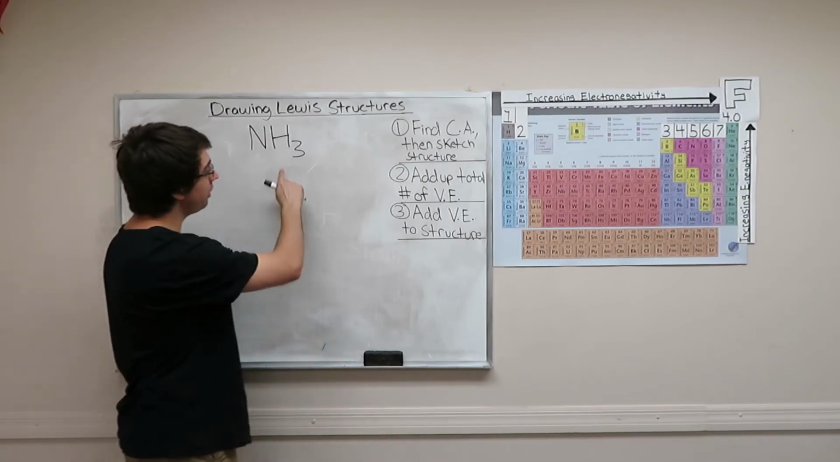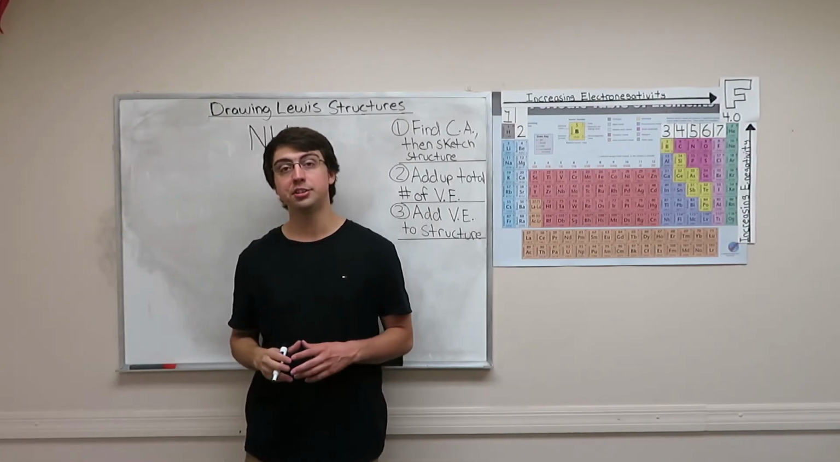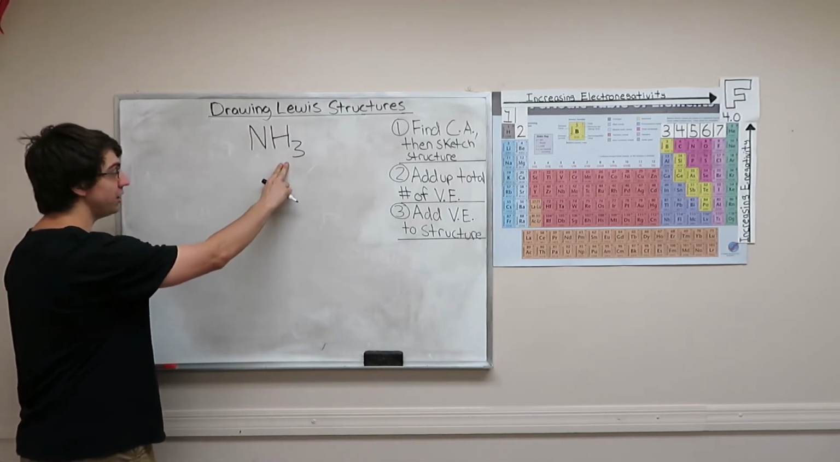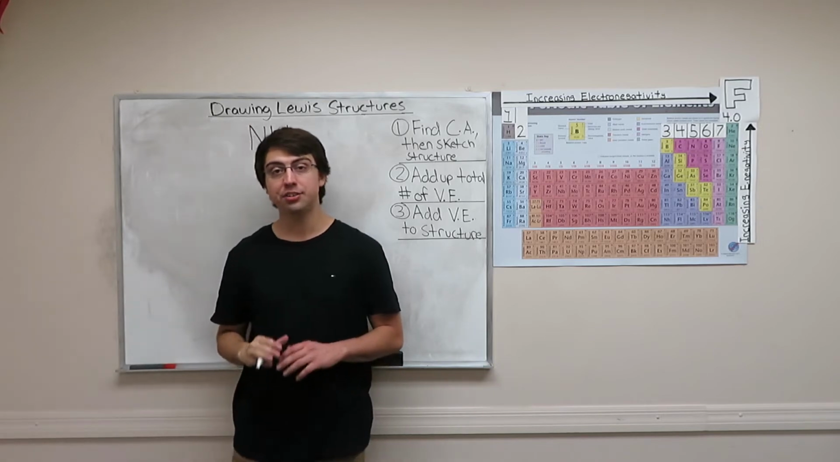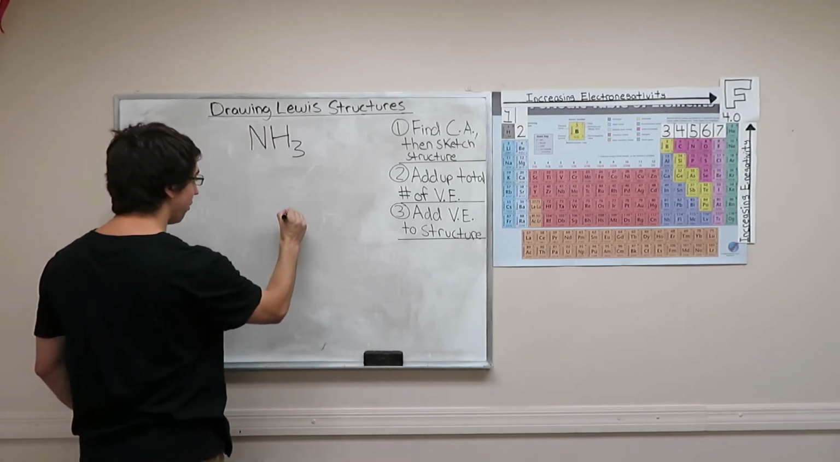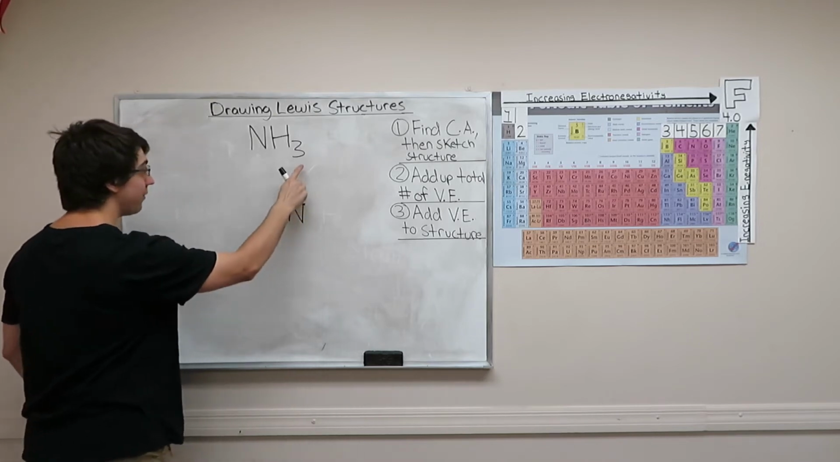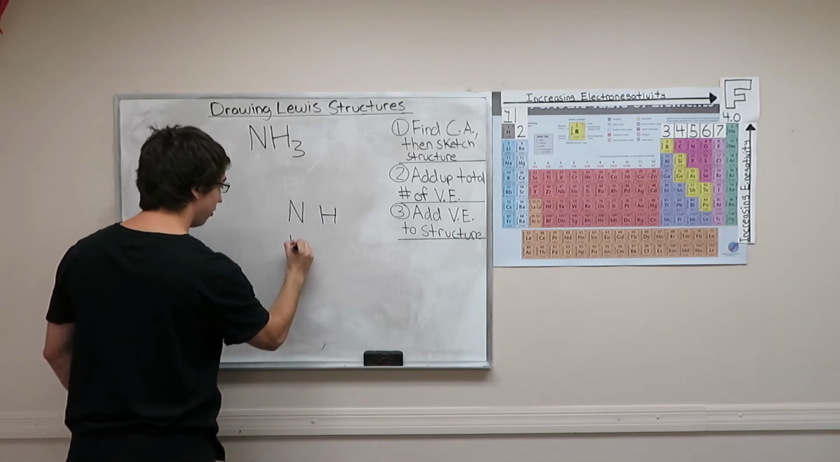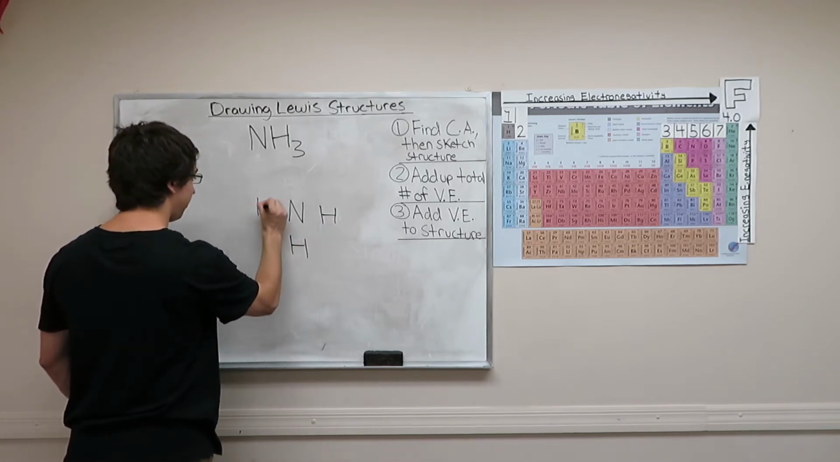Here we have NH3. The first thing I would do is draw a skeleton of the structure. NH3 is made up of 1 nitrogen and 3 hydrogens. And as we know, hydrogen is never the central atom. So that's going to make nitrogen our central atom. So I'm just going to write nitrogen right here. And then we have 3 hydrogens surrounding it. So we have 1 hydrogen, 2 hydrogen, and 3 hydrogens.